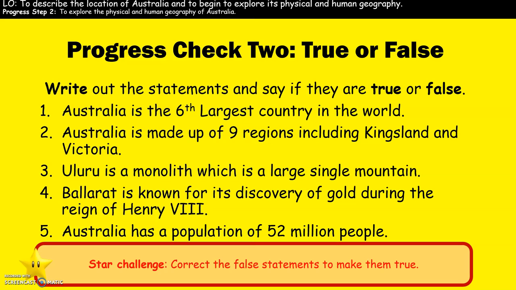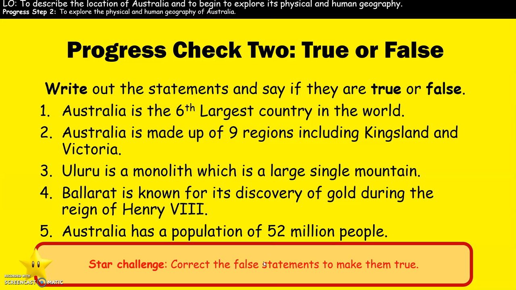So first one, Australia is the 6th largest country in the world. Second one, Australia is made up of the 9 regions, including Queensland and Victoria. Uluru is a monolith, which is a large single mountain. Number 4, Ballarat is known for its discovery of gold during the reign of Henry VIII. And 5, Australia has a population of 52 million people. Again, star challenge. If you think some of them are false, I want you to correct them to make sure that they actually are true and you've got true facts written down. So if you pause the video, have a go at that.